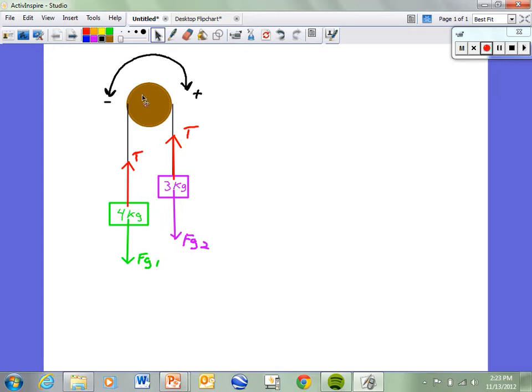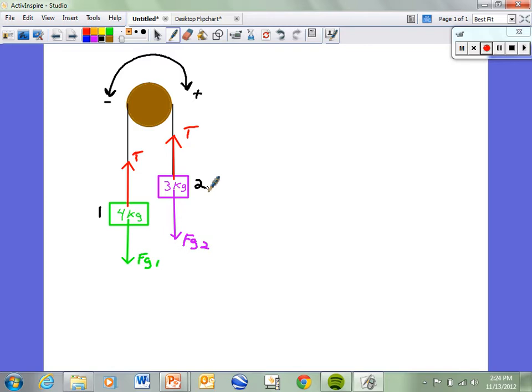So here's my pulley. Here's my string going down to my 3 kilogram mass, and my string going down to my 4 kilogram mass. I drew the forces on each one of these blocks. The 4 kilogram mass has tension going upward. Force of gravity, I call the force of gravity 1, going downward. Here's the 3 kilogram mass, tension again upward, force of gravity 2, downward. In this particular problem, I'm going to give each block a number. So I'm going to call the block on the left block 1, and the block on the right block 2.